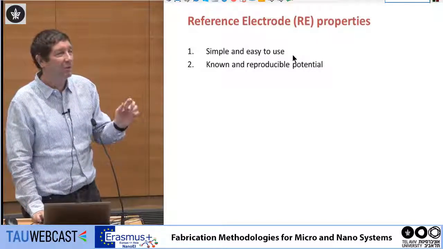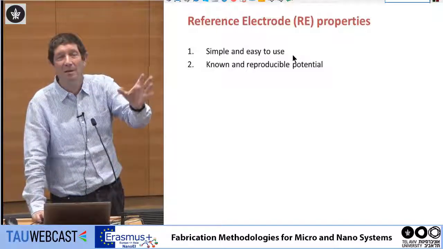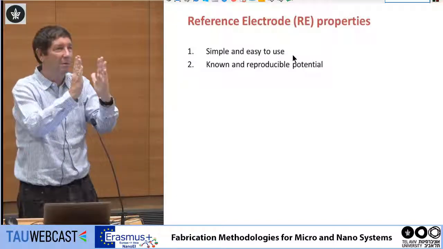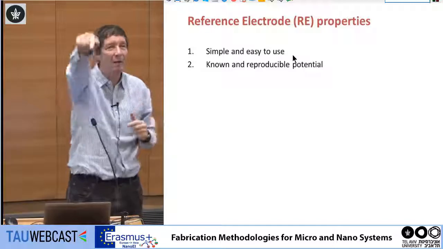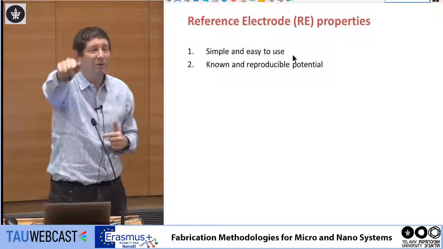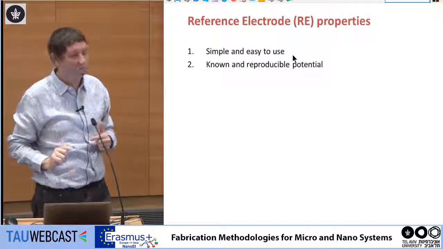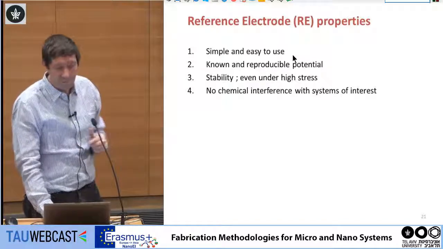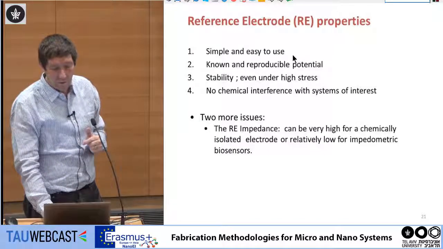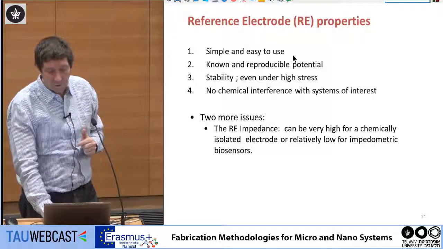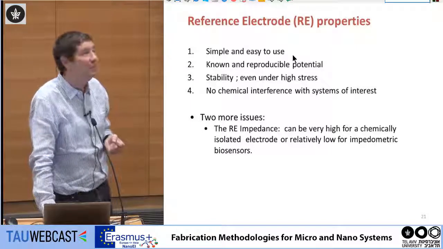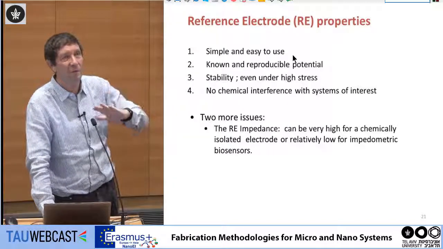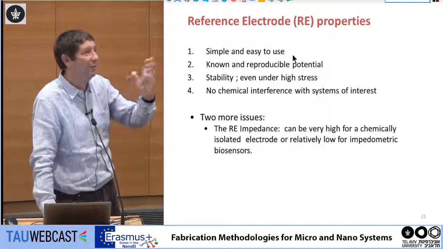Once I have this electrode, if I want to do an electrochemical biosensor or electrochemical sensor, I need to put three electrodes in the solution. Two to measure the current or voltage or capacitance between them, and one to measure the potential. And I know this potential because somebody else calibrated it for me. It should be stable, with no chemical interference, and the impedance can be very high if you want to chemically isolate it, or very low. It depends. Sometimes we take reference electrodes which are very high impedance, sometimes very low impedance.